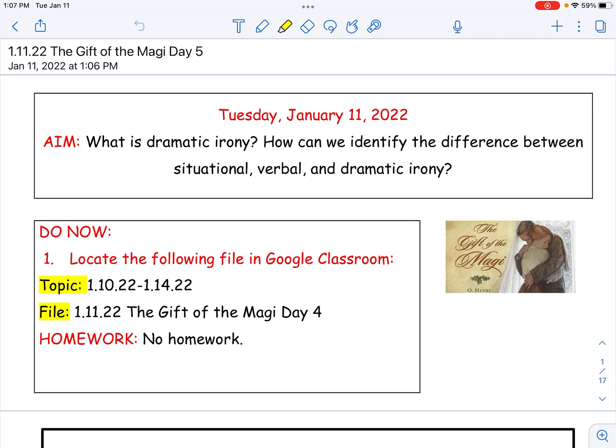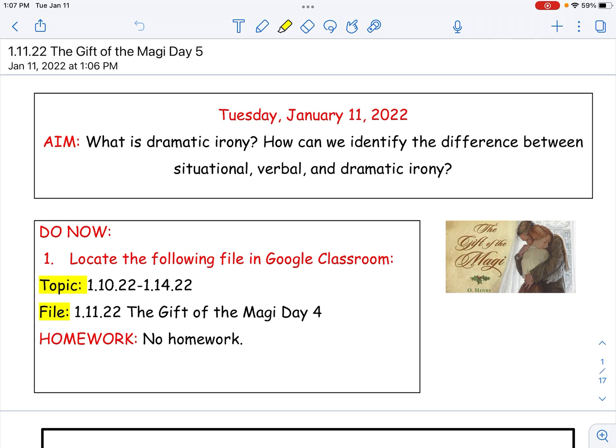So what I have here is today's lesson. What I'd like you to do is go to Google Classroom, locate today's date, which is 1/11/22, the Gift of the Magi, day 5. It's going to bring you to this page right here. I'm going to review some of the activities you're going to do in class today since I won't be back until Friday. So I figured this might help you out a little bit.